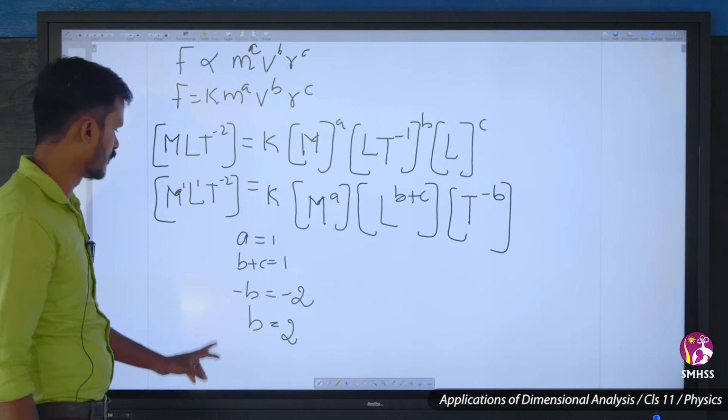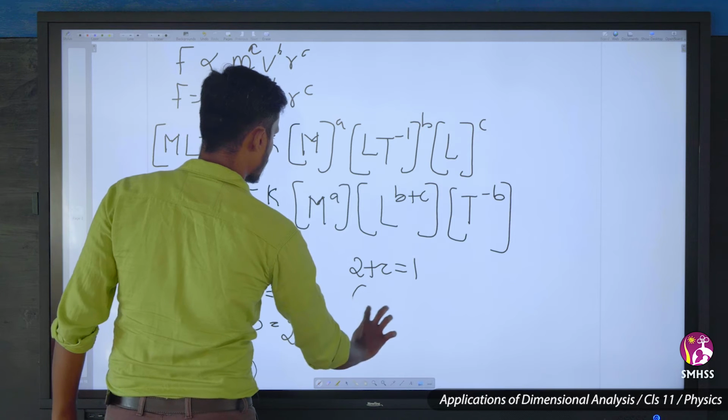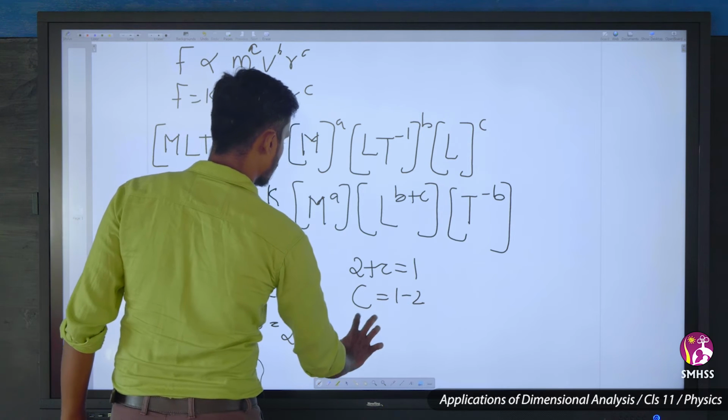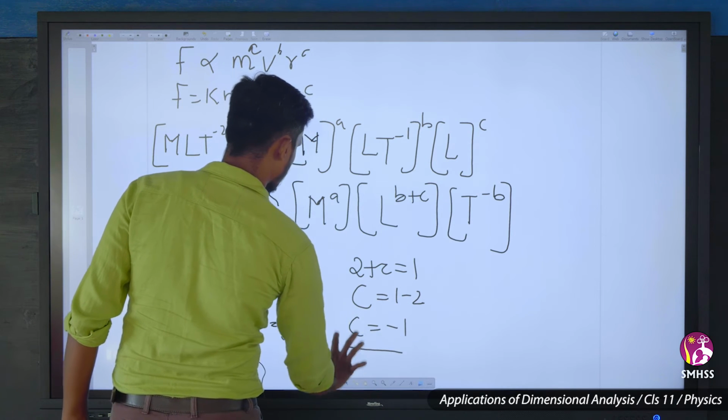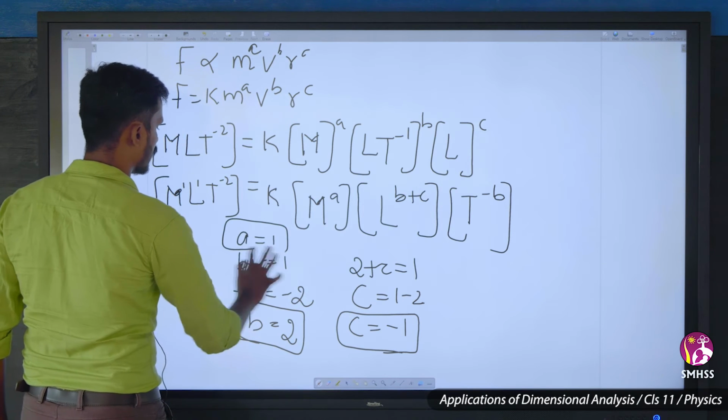Now, substitute B is equal to 2 in this equation: 2 plus C is equal to 1. So, C is equal to 1 minus 2, so C is equal to minus 1. So, C is equal to minus 1, B is equal to 2, A is equal to 1.